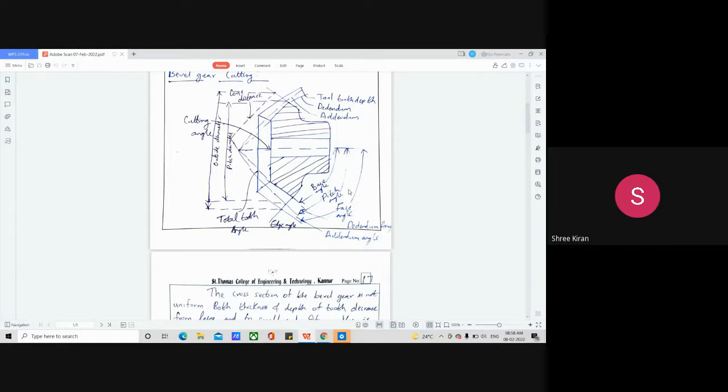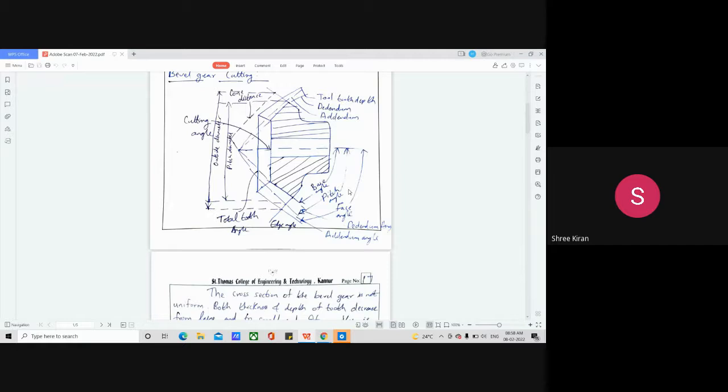So in the case of bevel gear cutting, which we can name the bevel gear milling process, that is straight, we can always start with the bevel gear tooth proportions, where we have the addendum at the large end. These are the gear tooth proportions for a 20 degree pressure angle.